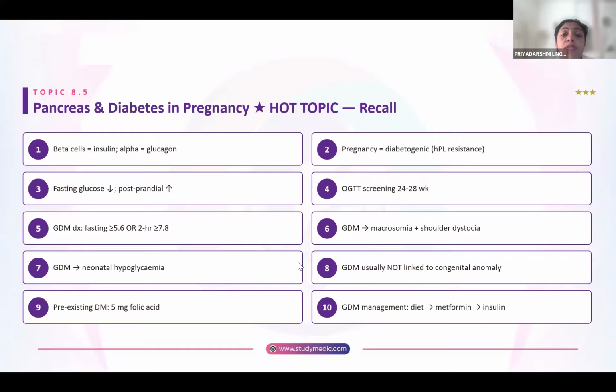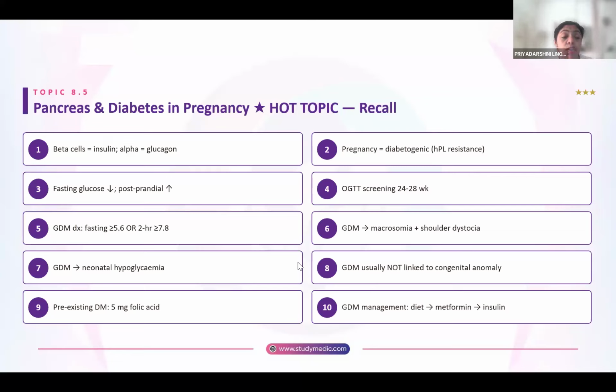And how are you going to treat these women? You start with your diet and you start with some exercise, and review in 2 weeks time. If it is not getting controlled, then you switch over to the medications. To date, insulin is the first choice. However, if the woman is non-compliant, or there's just a slight fluctuation of sugars, then metformin is a good additive that can be used for these women.